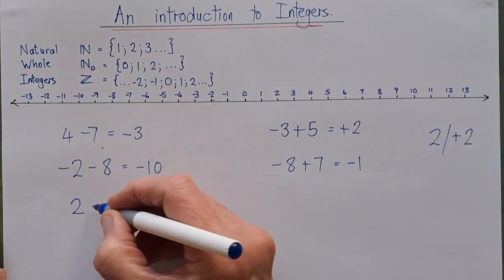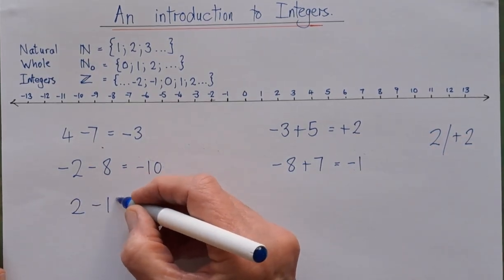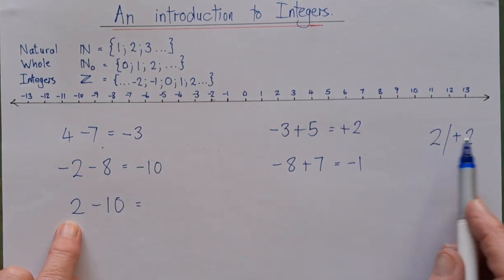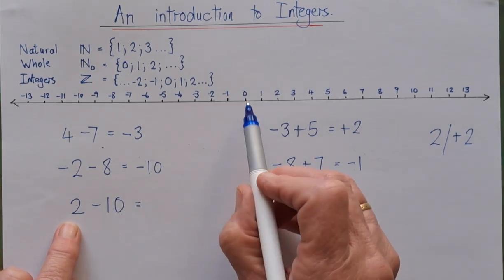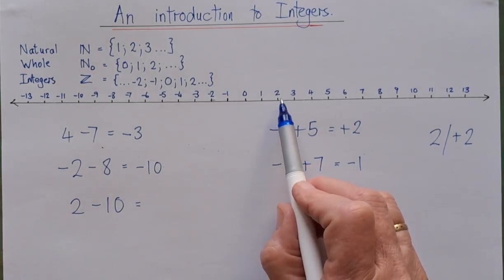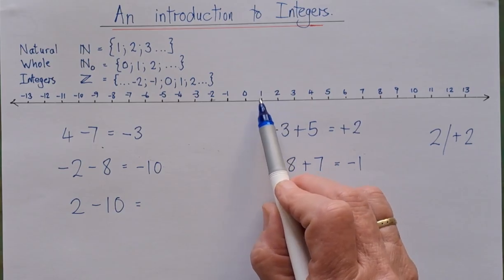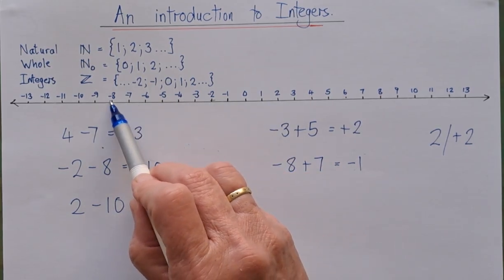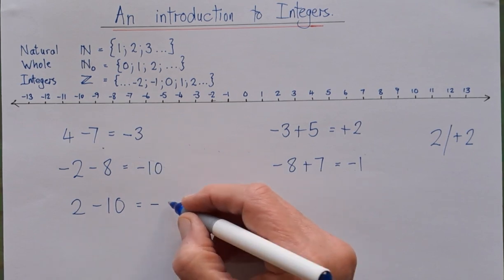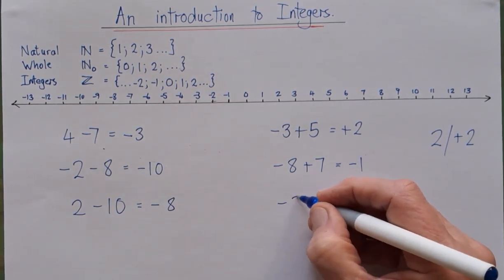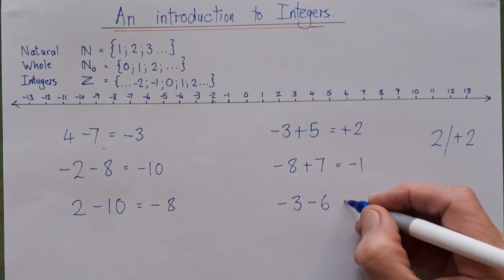Let's look at 2 minus 10. So if it just says 2, what is it meaning? Remember, 2 means positive 2, so that will be on the positive side of the number line, and I've got to subtract 10, so I'm doing 1 jump, 2, 3, 4, 5, 6, 7, 8, 9, 10, and I'm landing on negative 8.